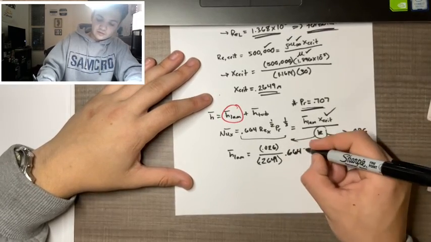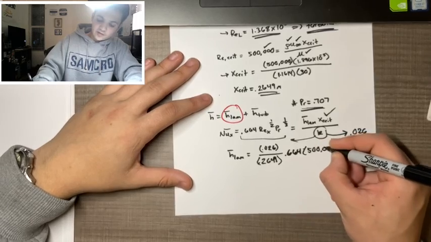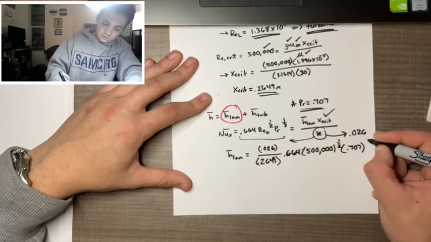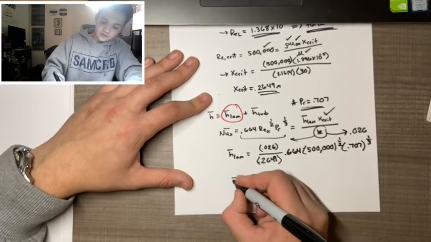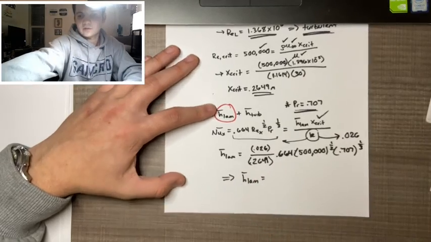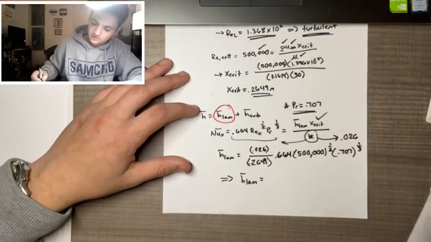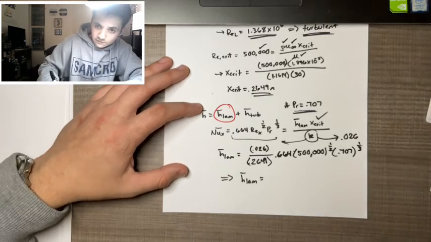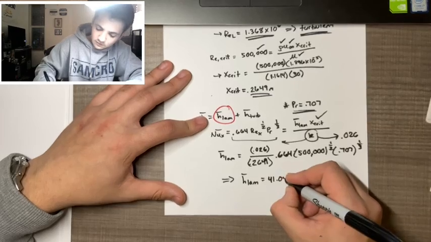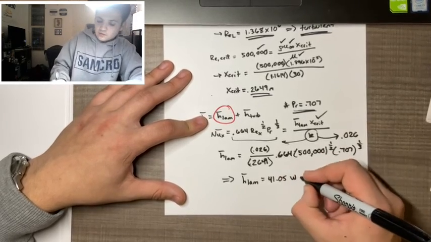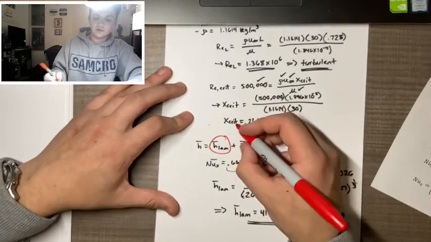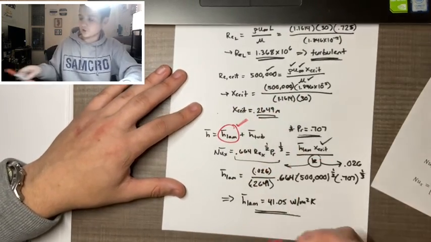0.664 times Re_x, which is 500,000, to the 1/2, times 0.707 to the 1/3. So if we plug that all into our calculator, that gets us an h-bar laminar value of, let's check, make sure I have the right table value. Yeah, I do. So 41.05 watts per meter squared Kelvin. Okay, so now that's one part of our total h-bar down.